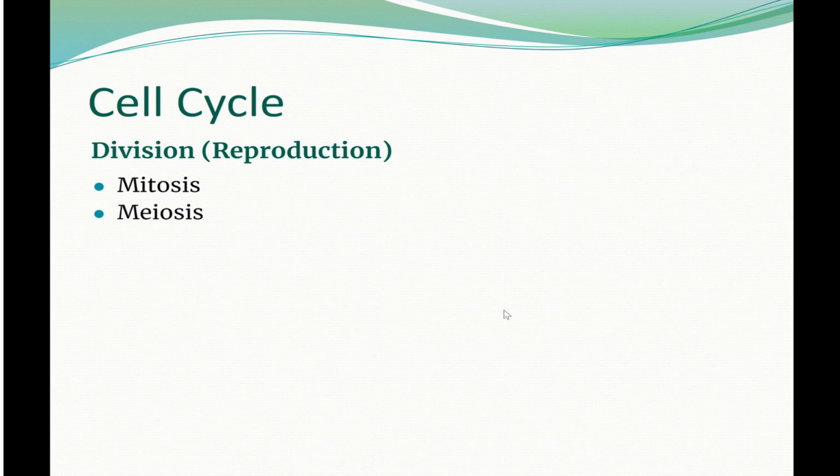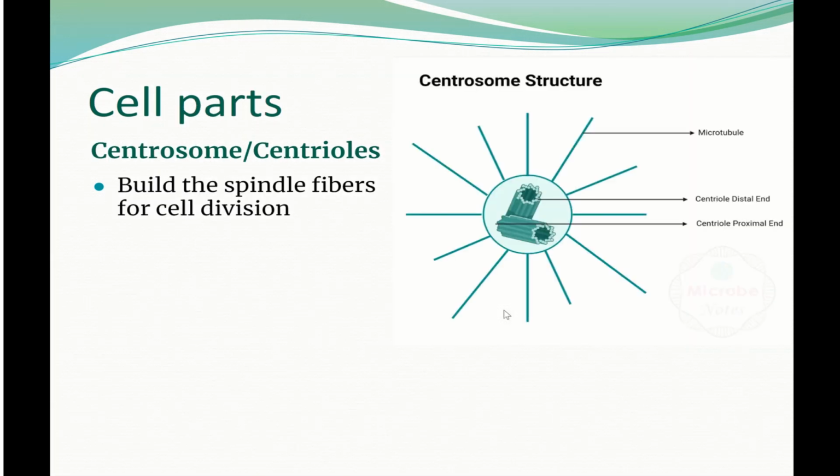So mitosis, if you remember, is how we are going to divide the cell, and we're going to start with the organelle that's involved called the centrosome. The centrosome is a specialized organelle that has an inner component called the centrioles, and so that's why they're sometimes referred to as either one of these. You'll see both of those interchangeably. And their main function here is to build the spindle fibers for cell division.